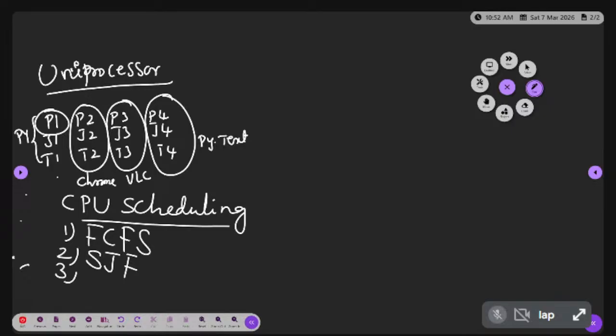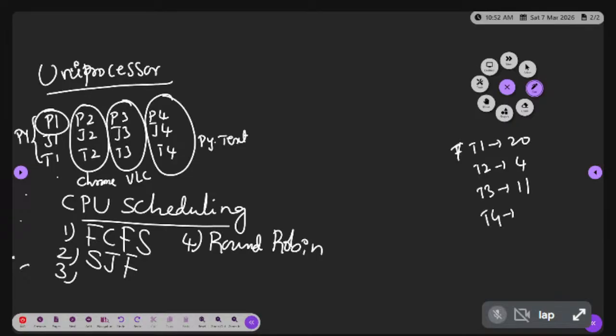Next, one more CPU scheduling algorithm, round robin. In round robin, there are 1, 2, 3, 4, 5 processes. We need to execute them in a round robin manner. For example, task T1 needs 20 seconds, T2 4 seconds, T3 11 seconds, T4 3 seconds. Time required to complete.